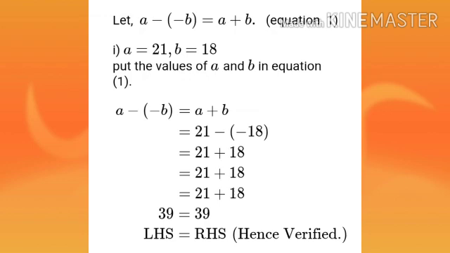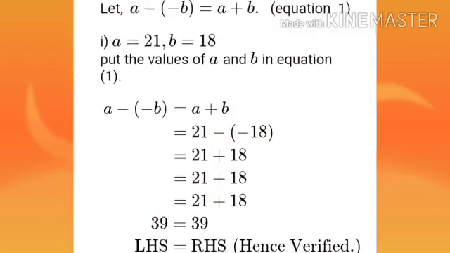Where a minus of minus b, we can place the value of a and b there. A is 21 and b is 18. Therefore, 21 minus of minus 18. Then we can take the opposite of minus, which is plus, and take the additive inverse of minus 18, which is plus 18. 21 plus 18. For the expression a minus of minus b is 21 plus 18. So, a plus b is equal to 21 plus 18.